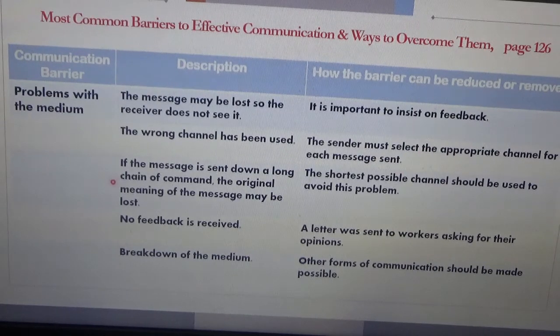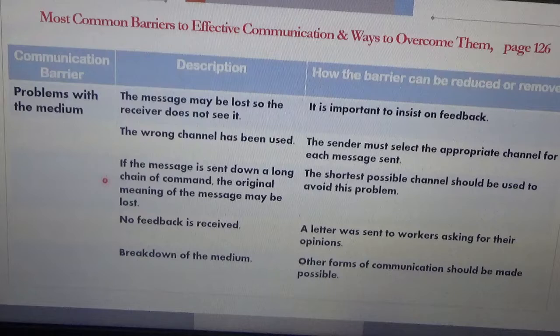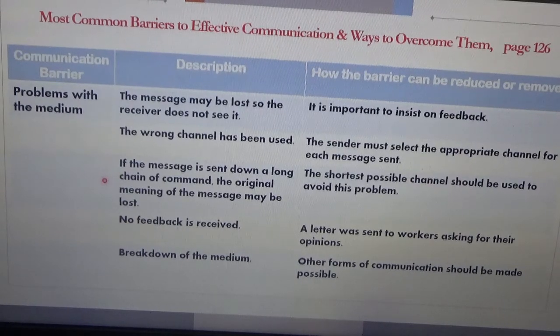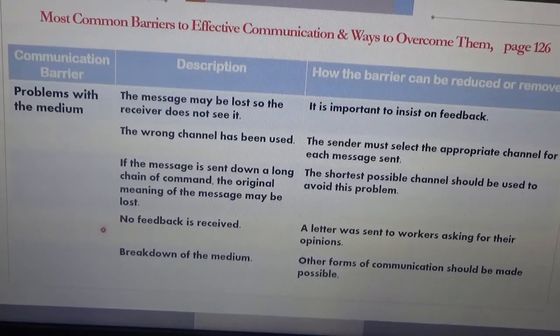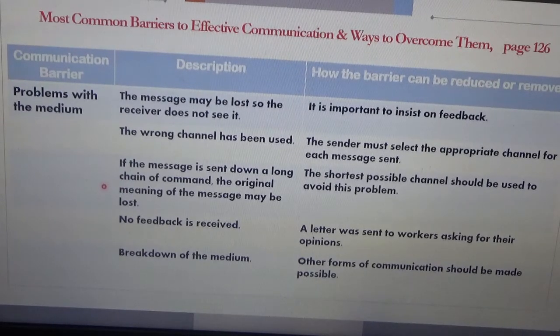If the message is sent down a long chain of command, the original meaning of the message may be lost. This is what we mentioned earlier about the direction of communications in an organization. How can we deal with it? The shortest possible channel should be used to avoid this problem. If a subordinate wants the chief executive to hear his voice, he should go directly to him. That's one way. Otherwise, if he goes through two or three levels, the message might be distorted or he may not be understood. So miscommunication will occur.